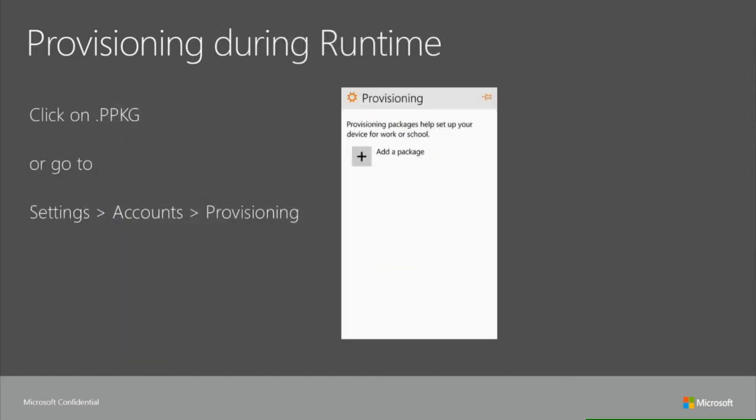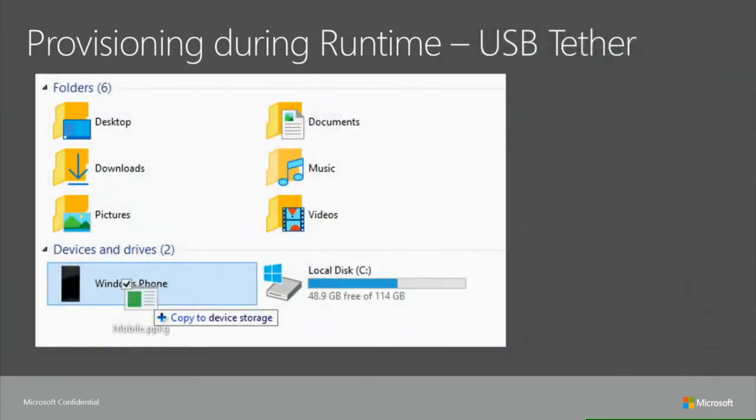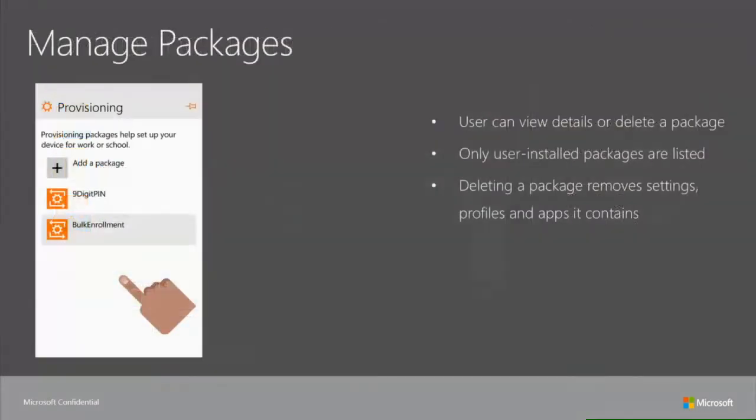During runtime, you can simply click on PPKG or go to Settings, Accounts, Provisioning, under Settings. Do exactly the same thing as in first run experience. Third way, the mobile device tethered to PC. Just drag and drop the package on device icon, and it will trigger the prompt on the device side to accept this package and have the device provisioned. Doesn't matter how exactly the package got into the system, it will show up under Settings Provisioning.